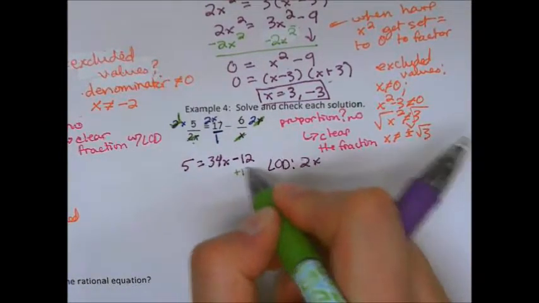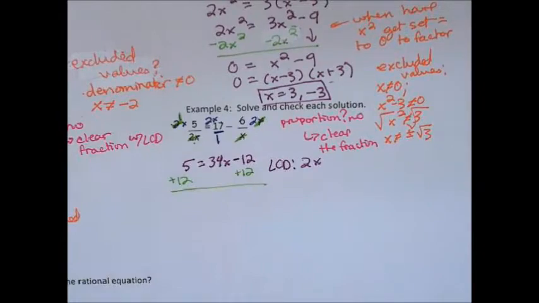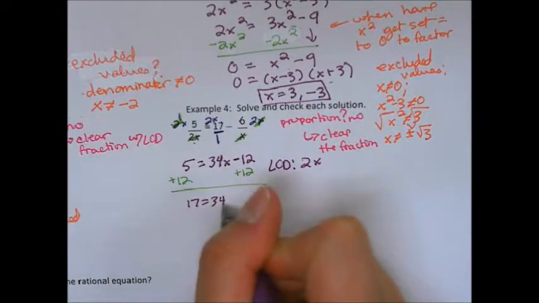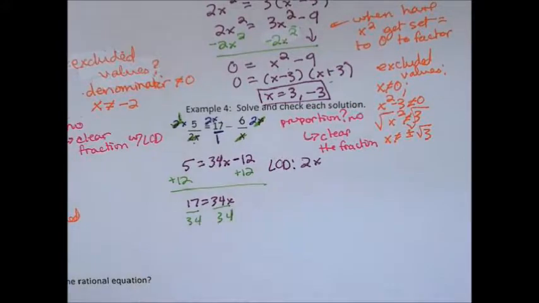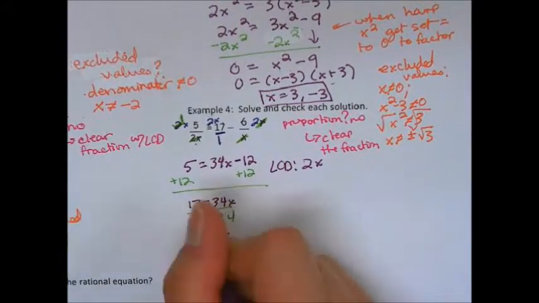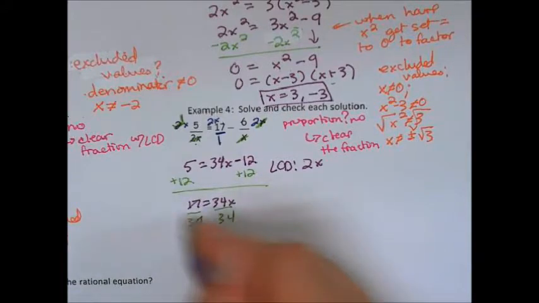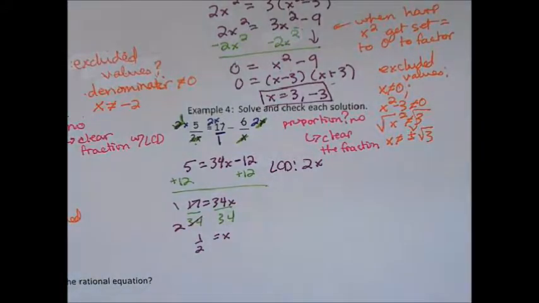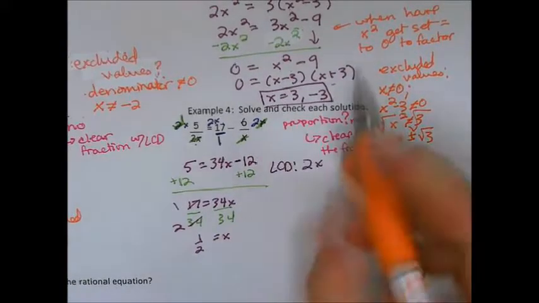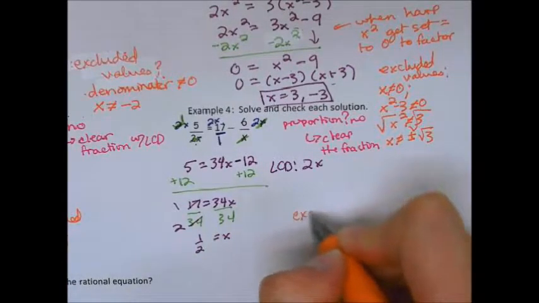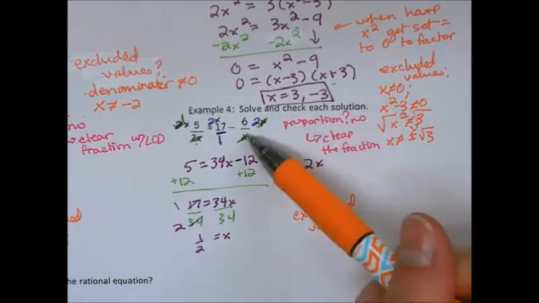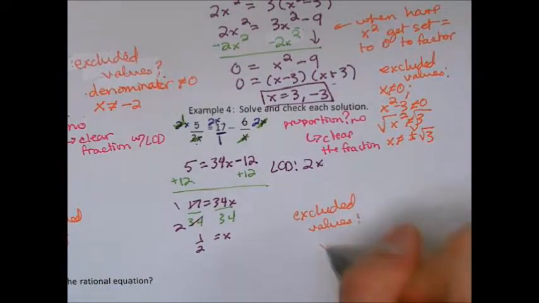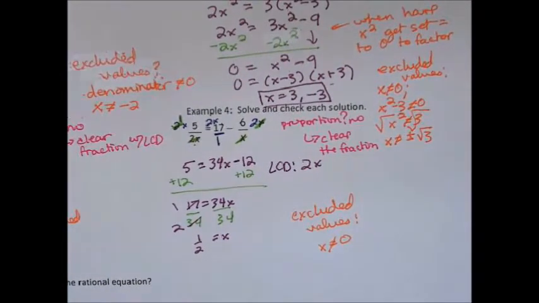Add the 12. I get 17 equals 34x. Divide by 34. x equals 1/2. Because 17 and 34, that's 1/2. Before we commit to this answer, we have to check. How do we check? What are our excluded values? It looks like x cannot equal 0. So we are good.